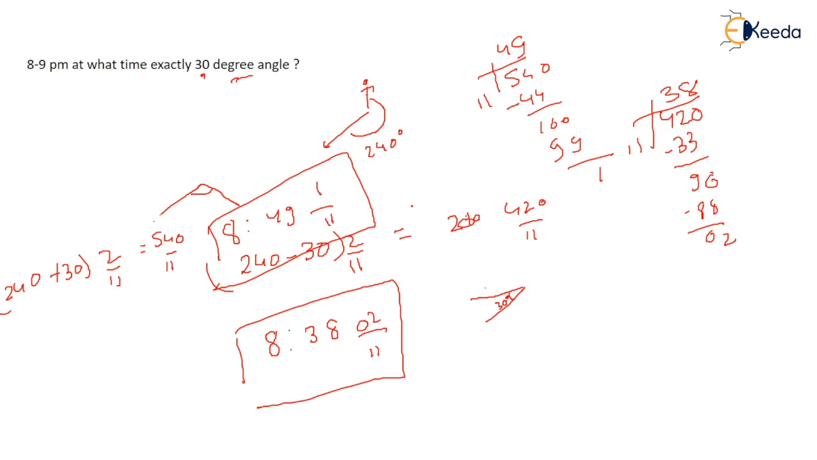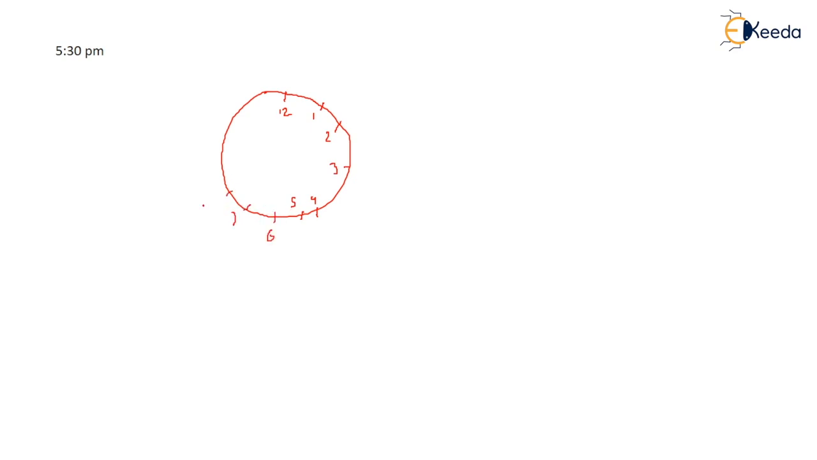Let's move towards the next question. In this question we are asked to find the angle at 5:30 p.m. So you have to first draw a clock like this, with 1, 2, 3, 4, 5, 6, 7, 8, 9, 10, 11. 5:30 means your hour hand is on 5 and 30 means the minute hand is here.